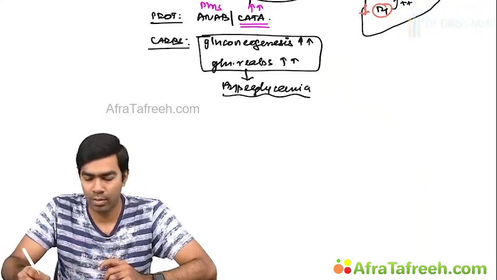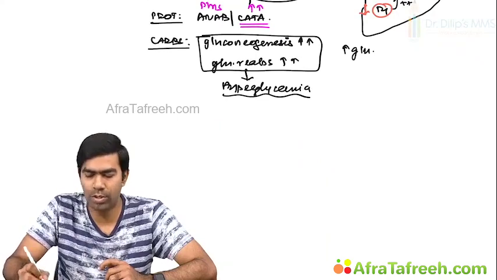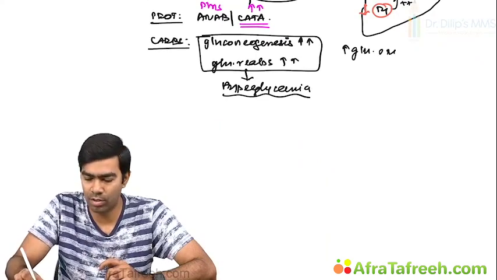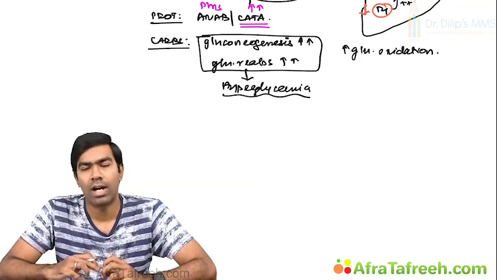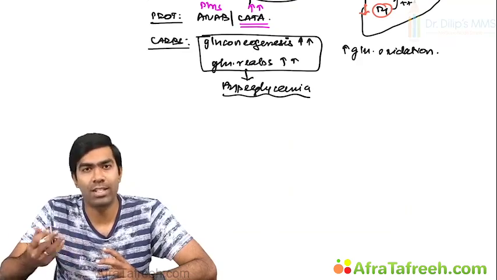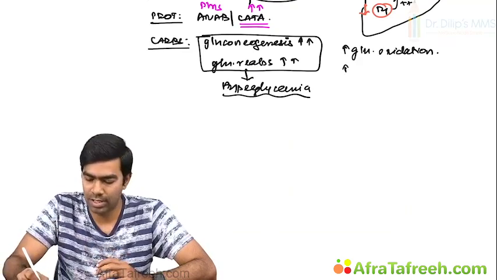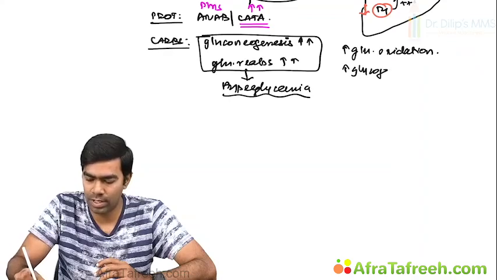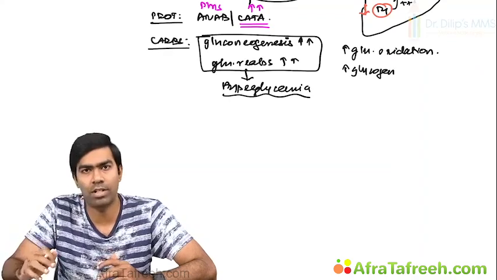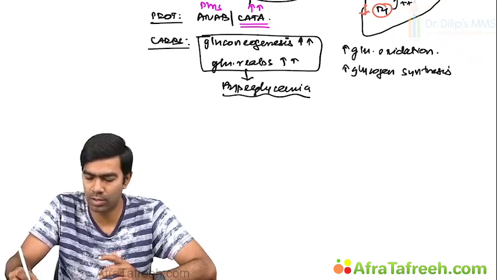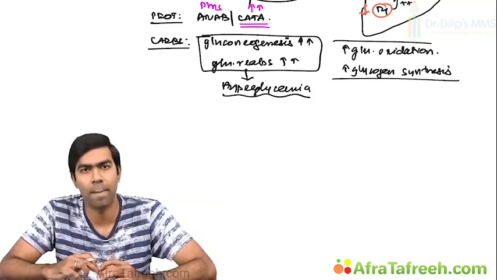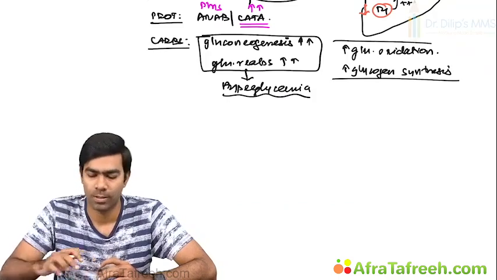At the same time, why I told you it's complex, because they will increase the glucose utilization by the cells also. They will increase the glucose oxidation by the cells as well, and they will increase the glycogen synthesis also. At the same time, they are going to increase the utilization of the glucose by oxidation and increase the glycogen synthesis also. All these are effects of thyroid hormones.